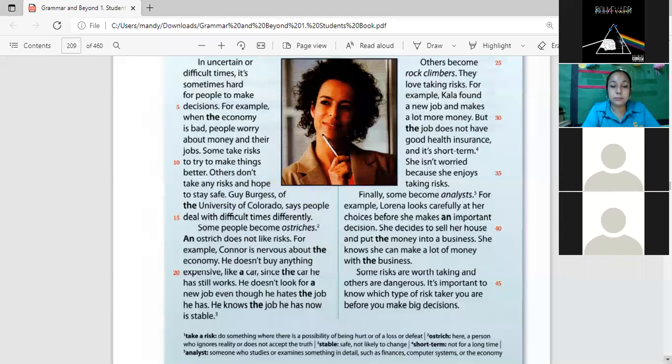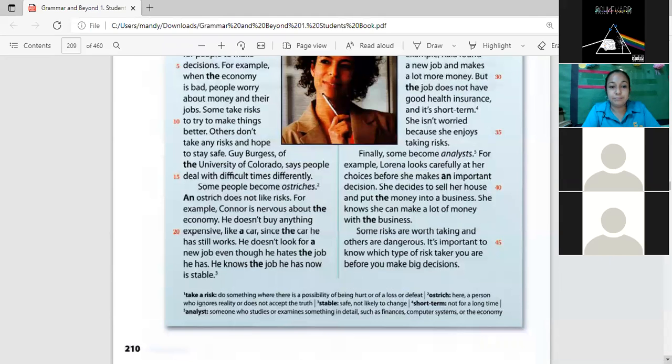Some people become ostriches. An ostrich doesn't like risks. For example, Connor is nervous about the economy. He doesn't buy anything expensive, like a car. Since the car he has still works, he doesn't look for a new job, even though he hates the job he has. He knows that the job he has now is stable.